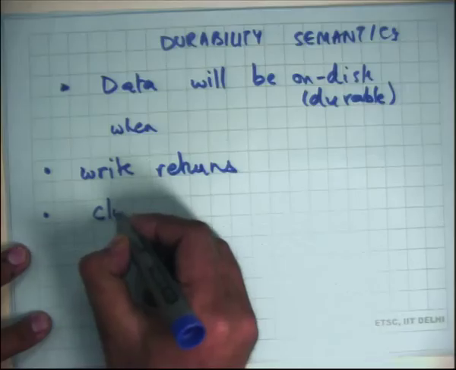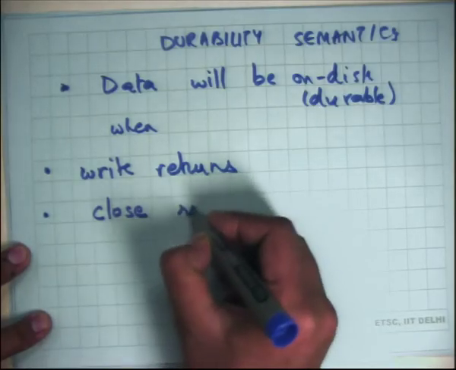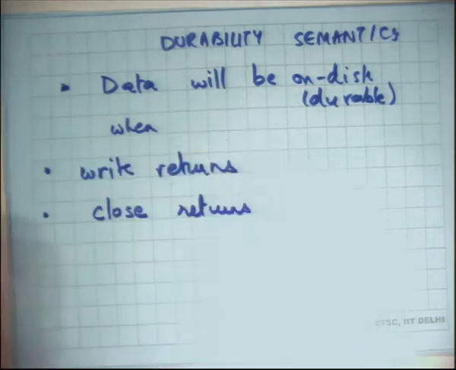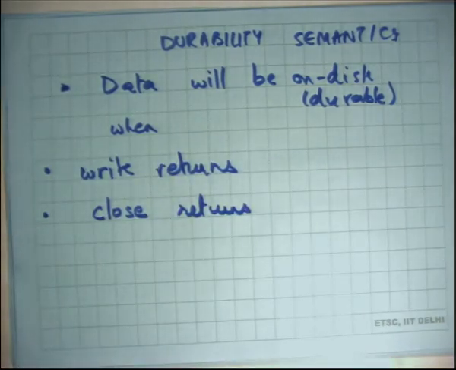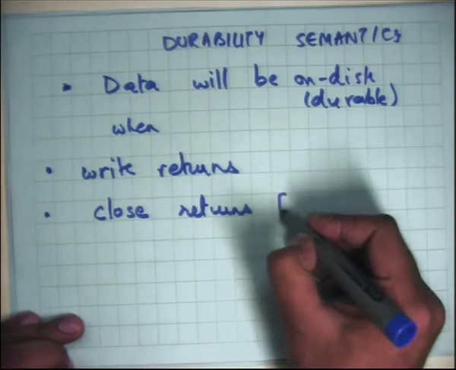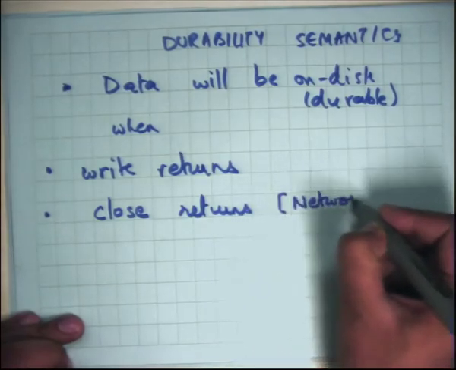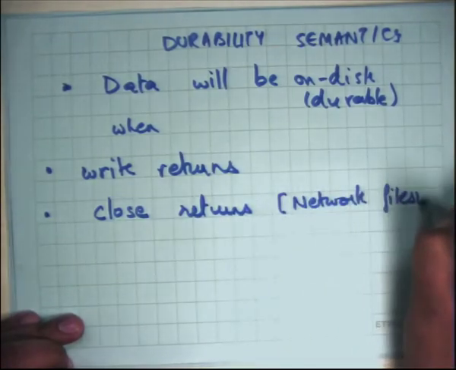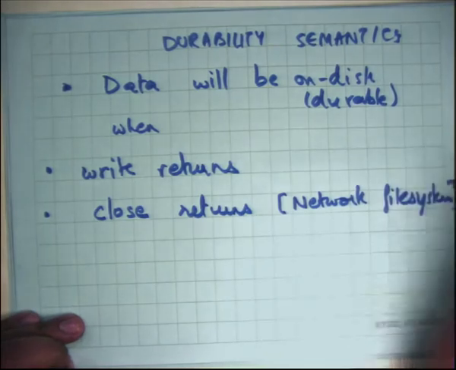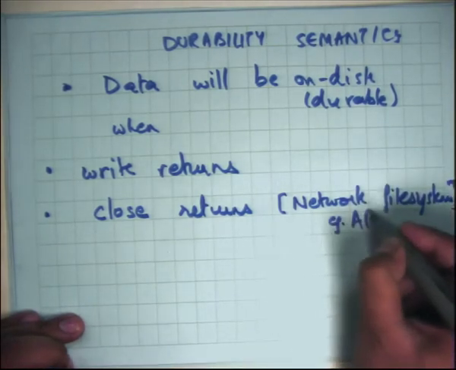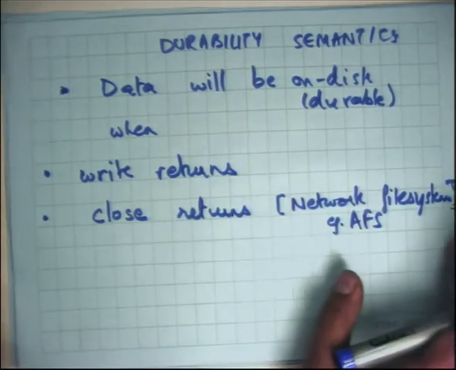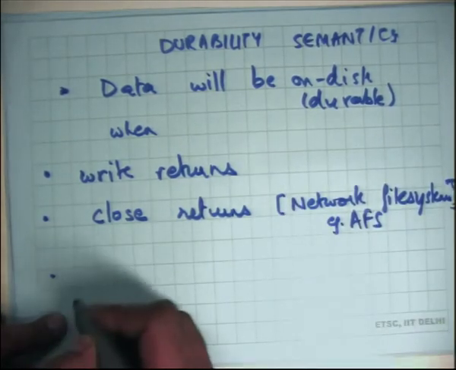The other option is before close returns. So you can say, I don't care if there are multiple writes, but if you close the file, that's the point I'll say that definitely all the data for this particular file has been made durable, right. So that's another option, and some network file systems use this, right. Example AFS. So AFS is a network file system that uses this. The other option is at some point in future.